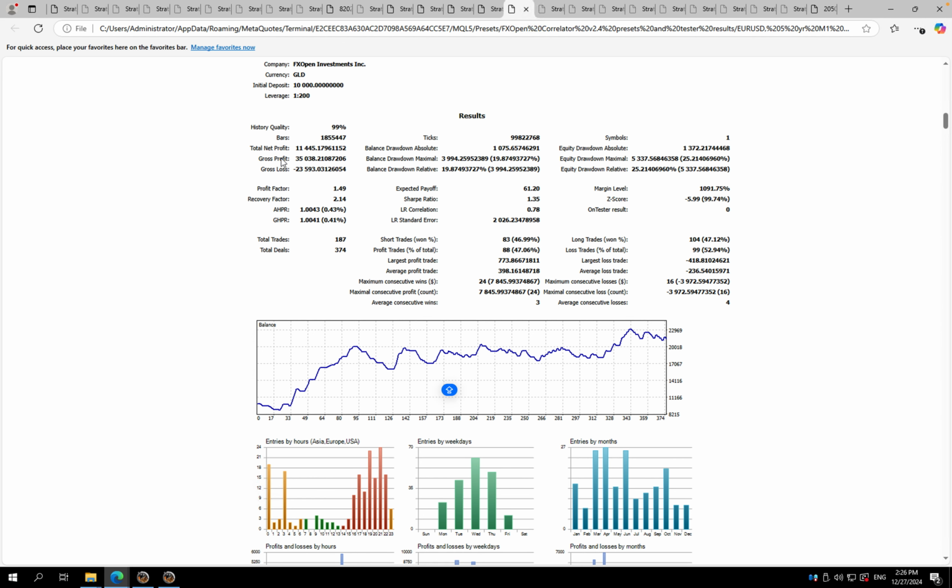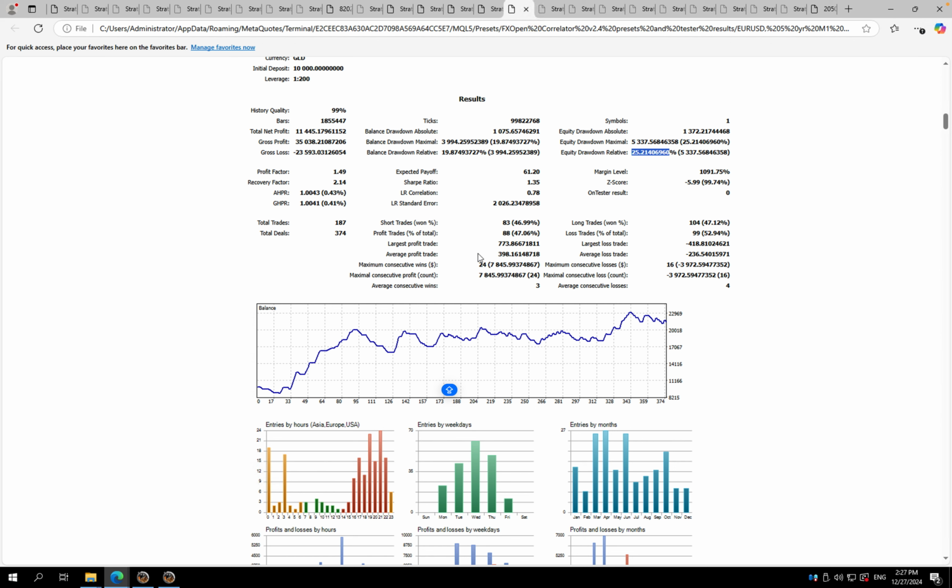Here are the vital stats. The profit being 11,445 after 5 years, after depositing 10,000, and drawdown is 25% at its highest, and average profit is 398 compared to 236.